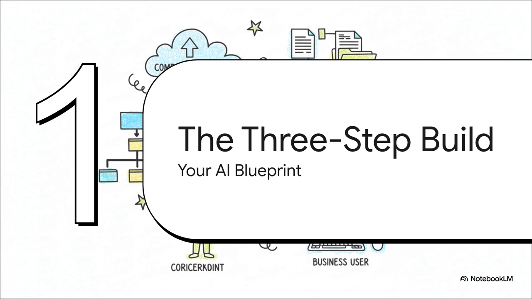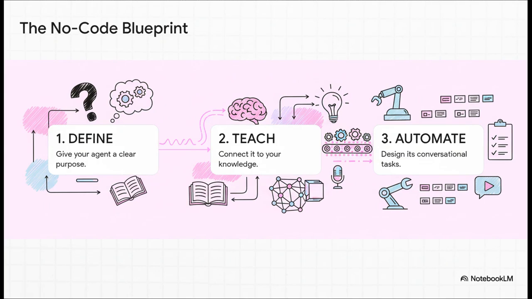Okay, so how do you actually build one of these things? You might be thinking it's going to be super complex, right? Well, forget that. We can break this whole process down into a really simple, memorable, 3-step blueprint. Seriously, anyone can follow this. And here it is. This is the entire journey laid out in 3 logical steps. First, you define its purpose. Then, you teach it by connecting it to your knowledge. And finally, you automate the tasks you want it to do. Define, teach, automate. That's literally it.